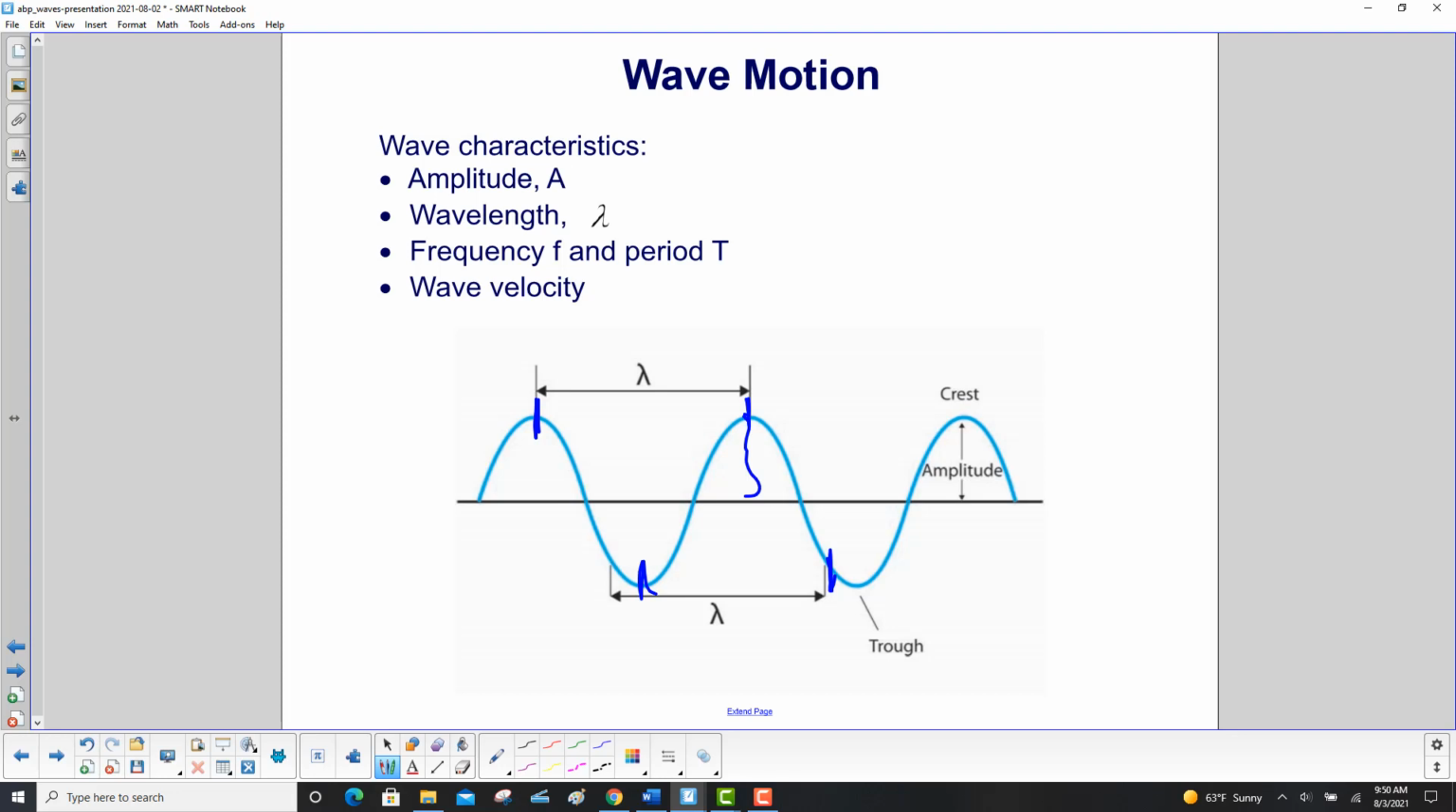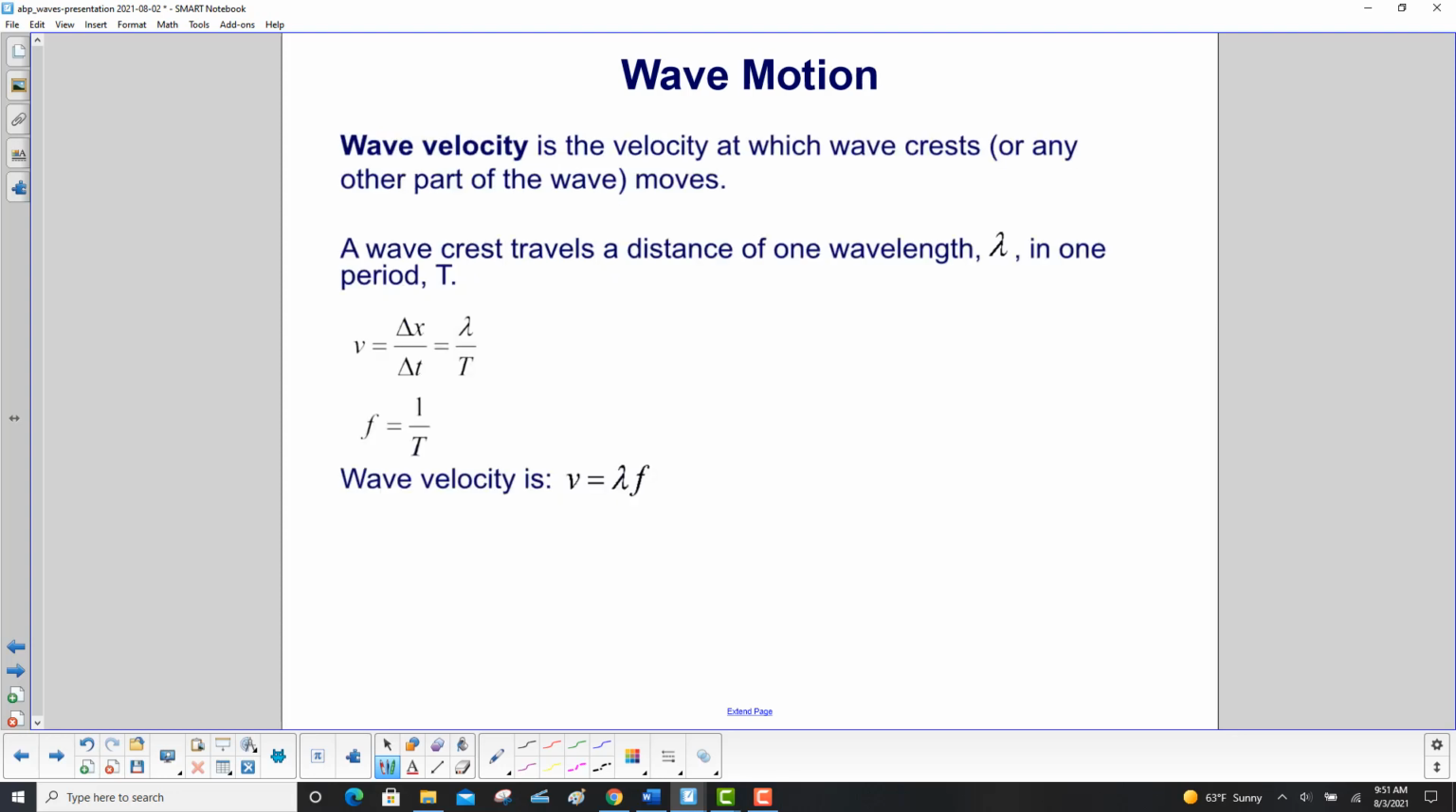And finally, wave velocity. Wave velocity is the velocity at which wave crests, or any other part of the wave, move. A wave crest travels a distance of one wavelength in one period, capital T. So the velocity, which is just delta x over delta t, is lambda over T. And frequency, of course, is 1 over the period. So the wave velocity is also the wavelength of the wave times its frequency.